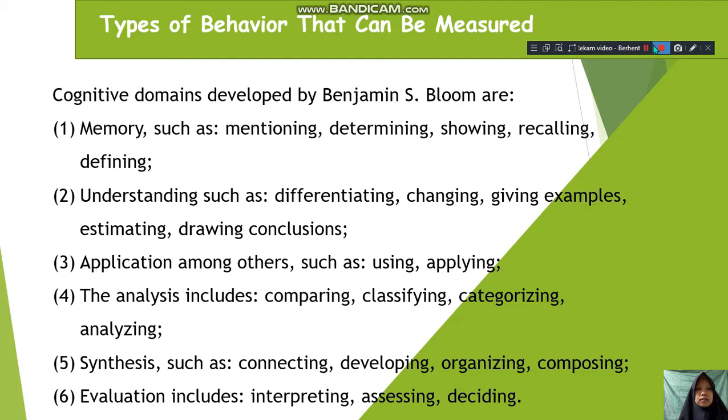Next, type of behavior that can be measured. Cognitive domain developed by Benjamin S. Bloom are: the first is memory, such as mentioning, determining, showing, recalling, and defining. Second is understanding, such as differentiating, changing, giving example, estimating, drawing conclusion. The third is application, among others, such as using, applying.